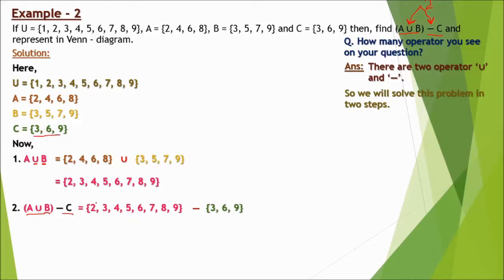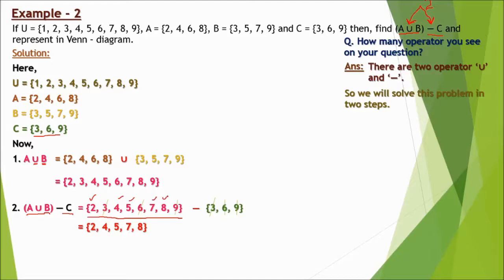What we do in difference is cancel the common elements, as we have already done in the previous example. You can see 3 is cancelled, 6 is cancelled, and 9 is cancelled. We focus only on the first set, so we write the remaining elements from the first set. The remaining elements are 2, 4, 5, 7, and 8.